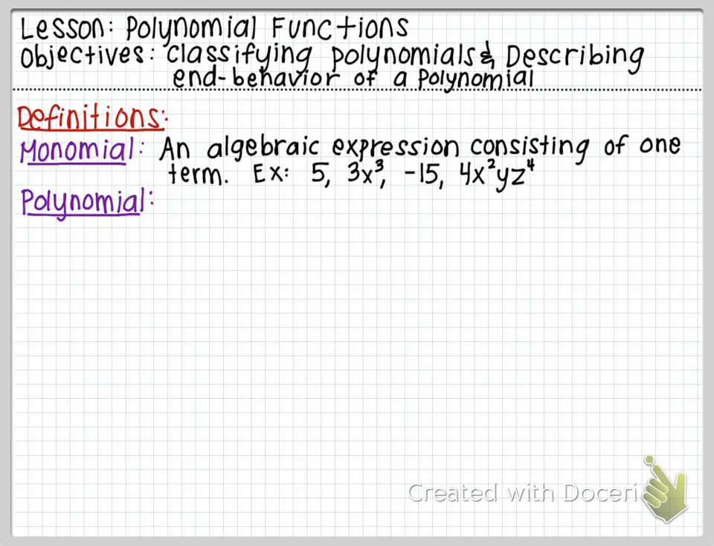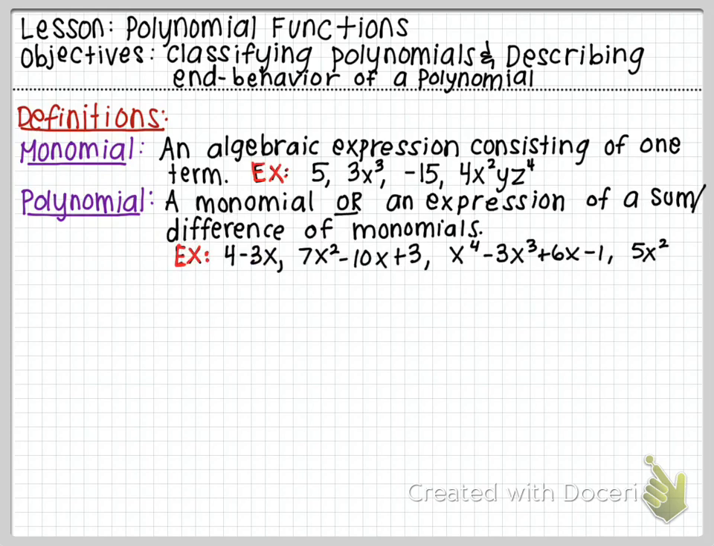A polynomial is a monomial or an expression of a sum or difference of monomials. So remember, a monomial is one term, right? And a polynomial could be one or more monomials. So if you look at this right here, 4 minus 3x, 4 is one monomial and negative 3x is another, and you put it together and all of a sudden that becomes a polynomial. So it's pretty much one or more monomials.